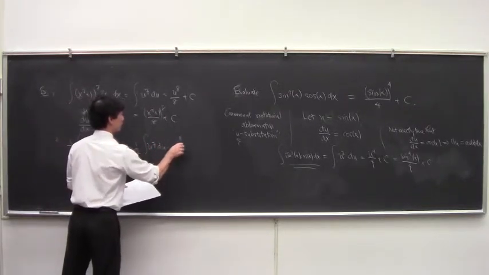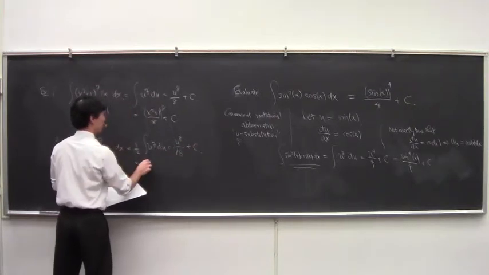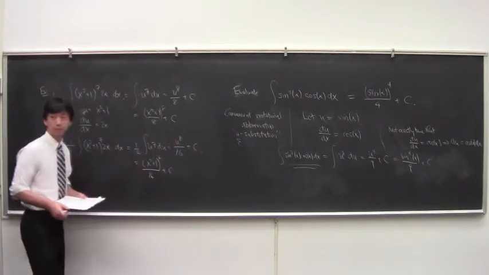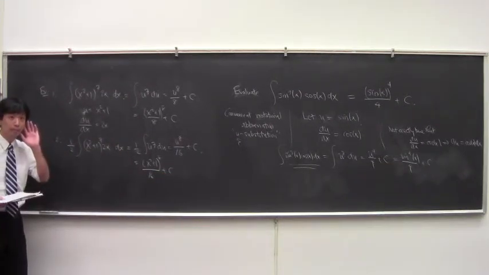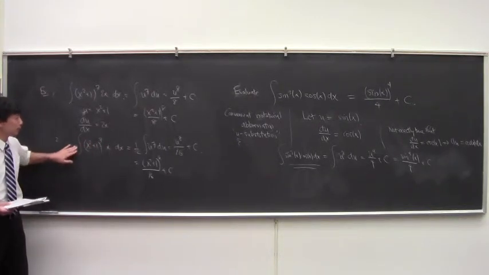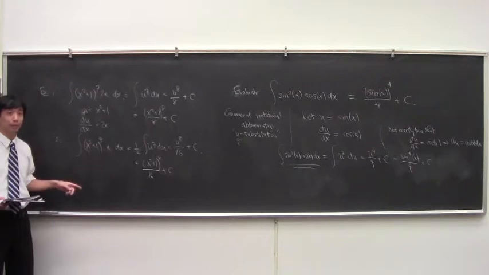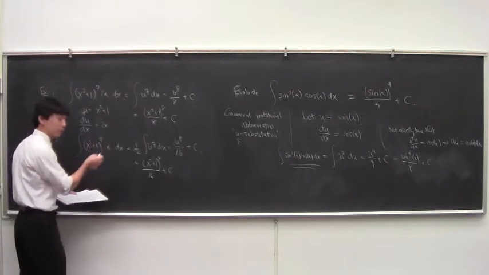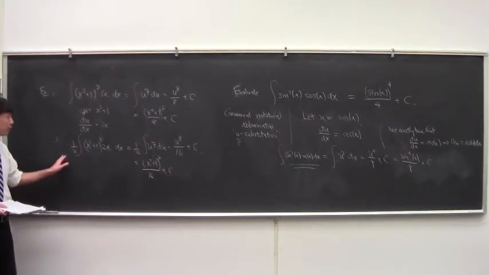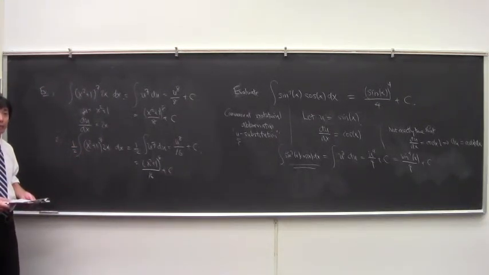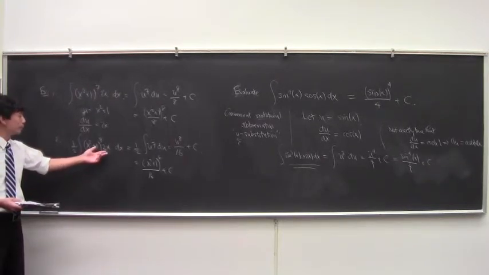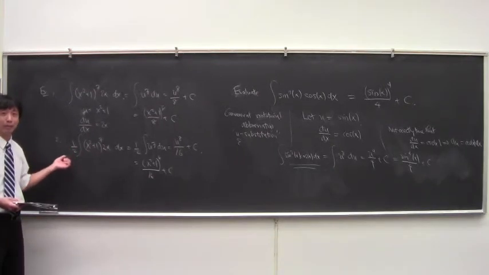so u to the 8th over 16 plus c, and I end up with x squared plus 1 to the 8th over 16 plus c. You can't just throw in a 2, but it's certainly legal to multiply by 1. You can always multiply by 1. So I'm going to multiply by 1, using the fact that the antiderivative of a multiple is a multiple of the antiderivative.